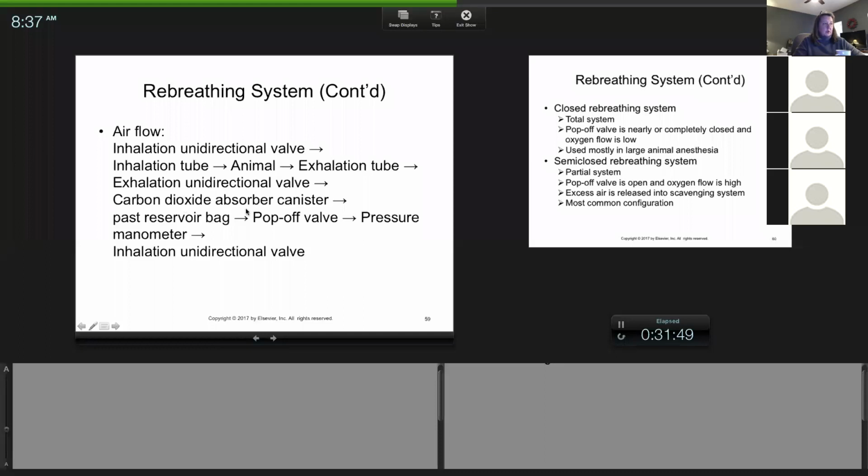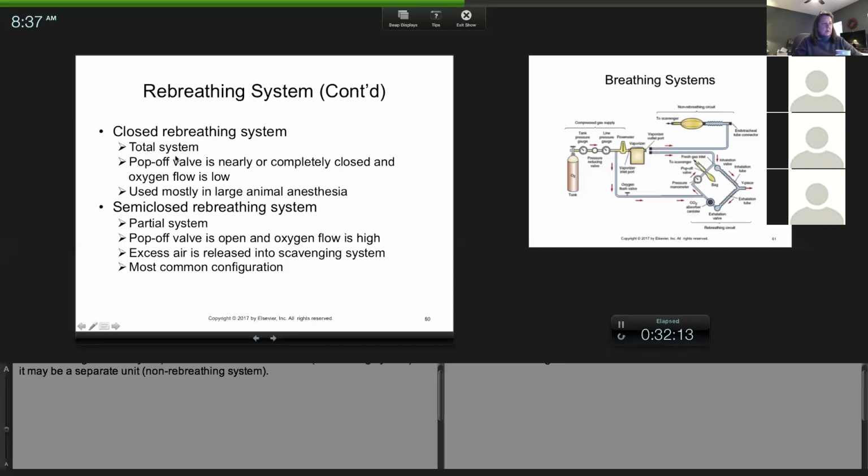And that allows the gas to come out. It has to go through the carbon dioxide absorber. And then it goes past, some in the reservoir bag, some out the pop-off. And usually somewhere right here is the pressure manometer. And I'm going to talk about all these parts, don't worry. And then it goes back to the unidirectional valve. So this is our circle system. The one that you guys are going to be using, don't worry about a closed rebreathing system.